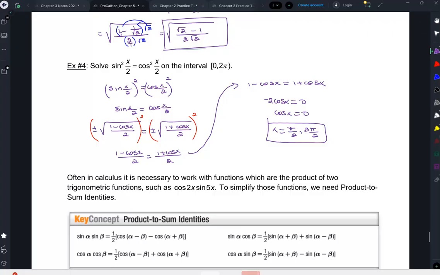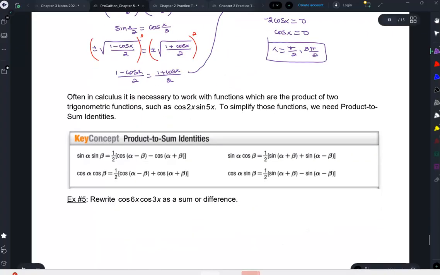Okay. Now, sometimes in higher level calculus, we have products of two trigonometric functions, like cosine 2x, but then sine of a different angle, 5x. Sometimes to simplify them, we need what we call product to sum identities. Product to sum identities. And those are right here.